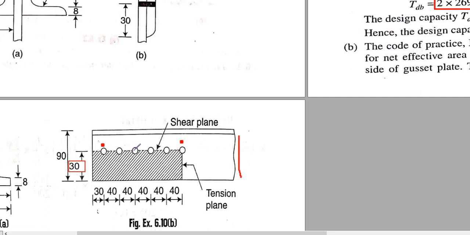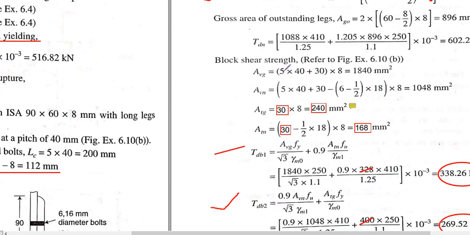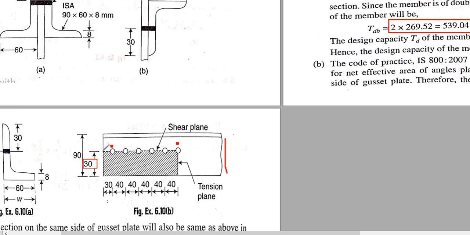30 plus 40 plus 40 plus 40 plus 40 plus 40. This is the length, and there will be the thickness of the member, which is 8. So it will be simply 5 into 40 plus 30, into thickness, so it is 1840 millimeter square. Similarly, for shear net area, in this line from this point to this point, there are 1 2 3 4 5 bolts and half a bolt here, because the corner point will be at the center of the bolt, so half the diameter should be deducted for this bolt. So 5.5 bolt holes should be deducted.